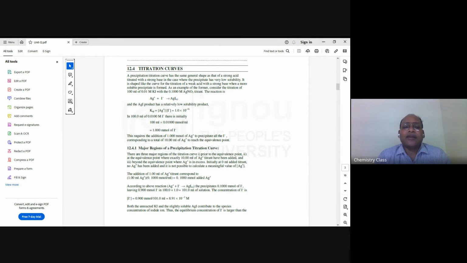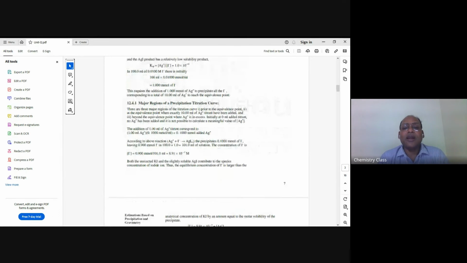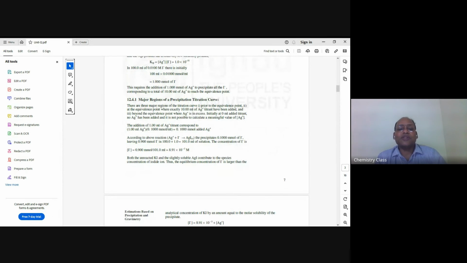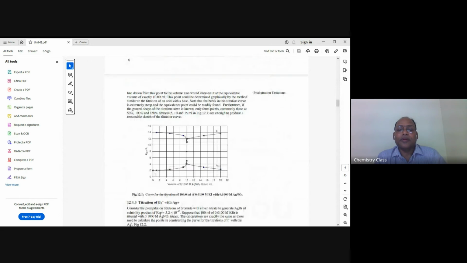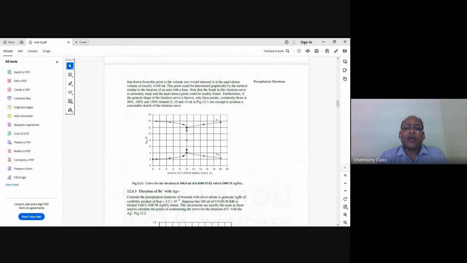On the basis of that, the concentration is given. In 100 ml of 0.01 molarity I-, there is initially 100 ml times 0.01 millimole per ml. So that means 1.000 millimole of I- is present. So this is the titration fact. We have got it out, and if you go to the curve, the curve will be represented like this. Come down, like this. So the curve is this.